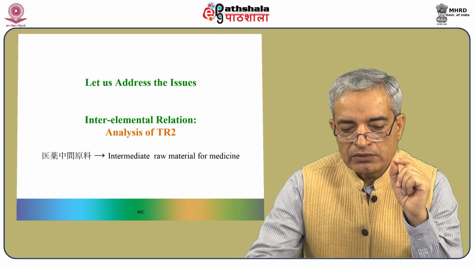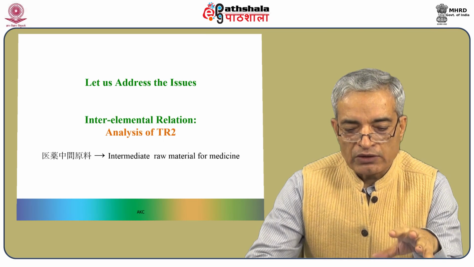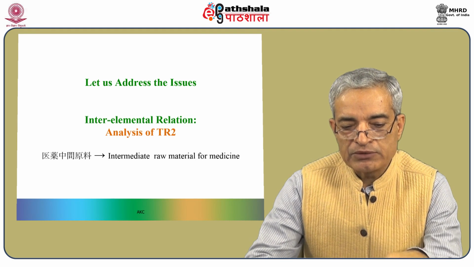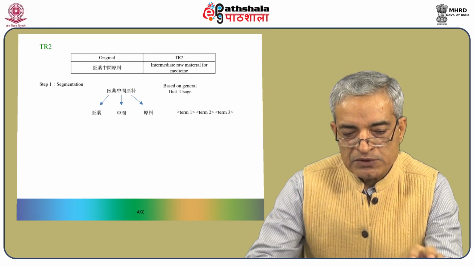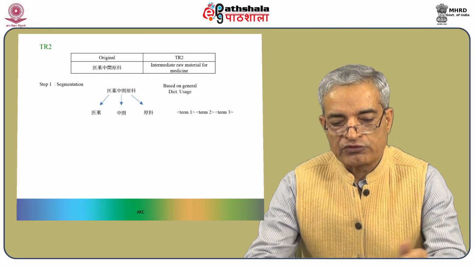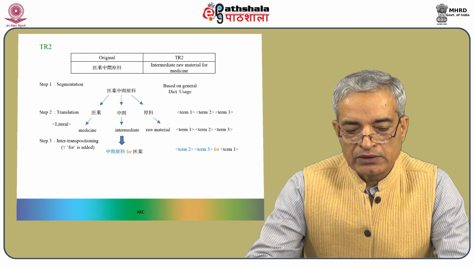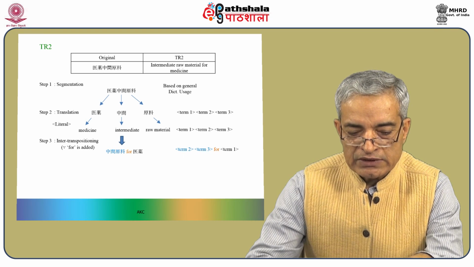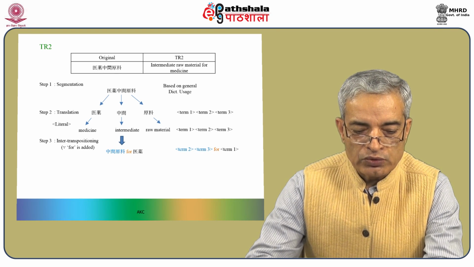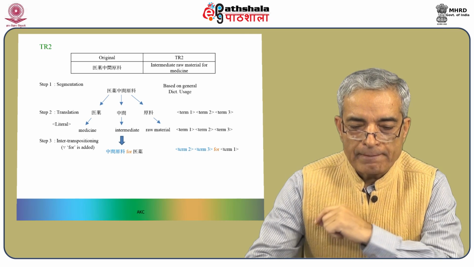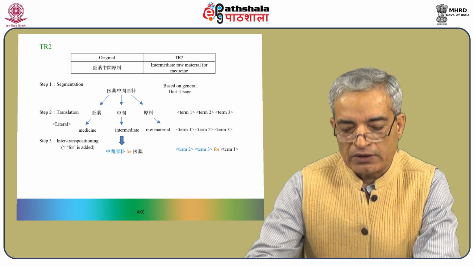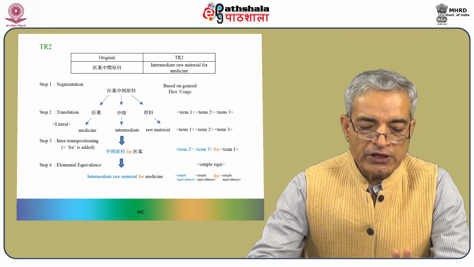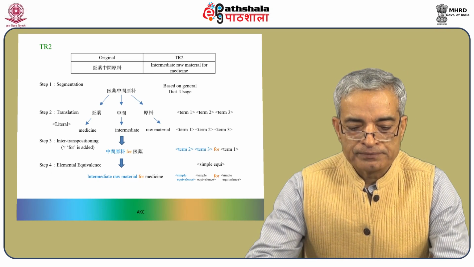Let's address the issues in inter-elemental relation analysis of TR2. If we see that the translation done is intermediate raw material for medicine, and this much segmentation remains the same as it was done in the case of translation 2. But when we come here, the literal one is medicine intermediate raw material, but what was done here was interpositioning, that is Chukan, Genryo, for was added for Iyaku, and term 2, term 3 for term 1 is the sequence. Elemental equivalence is intermediate raw material for medicine.